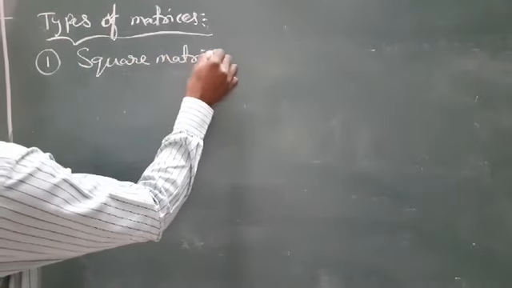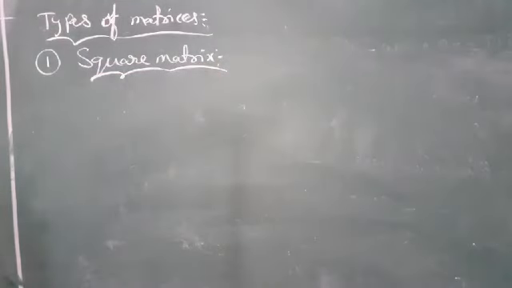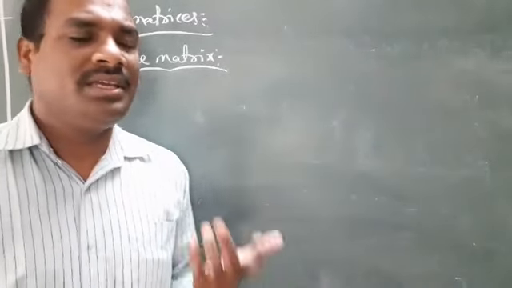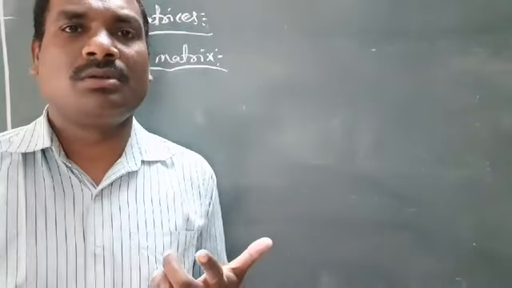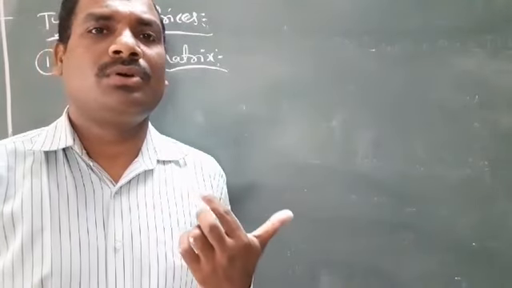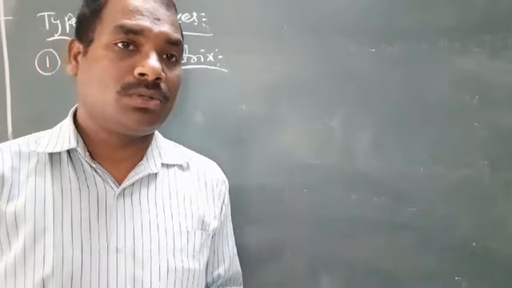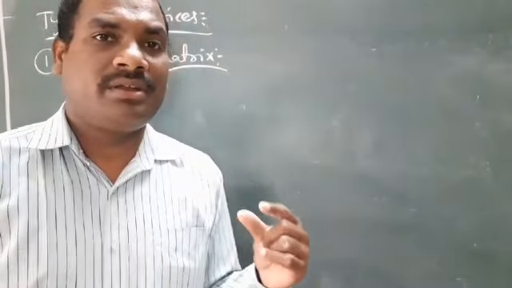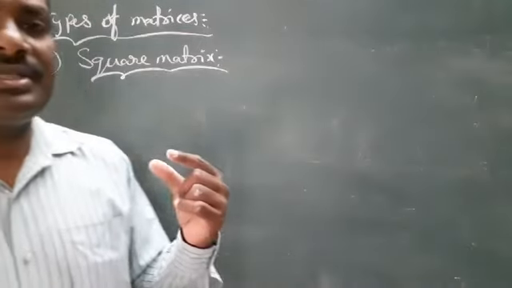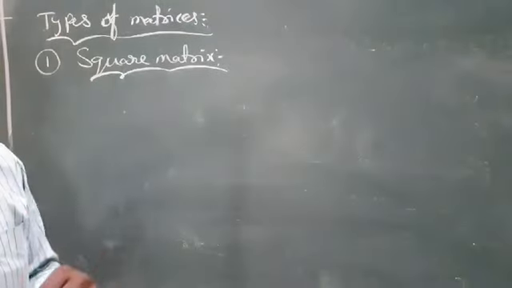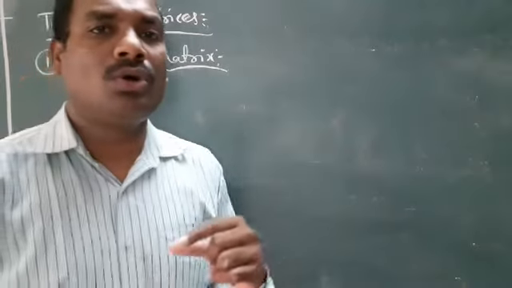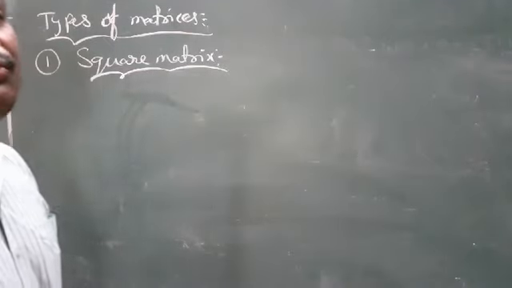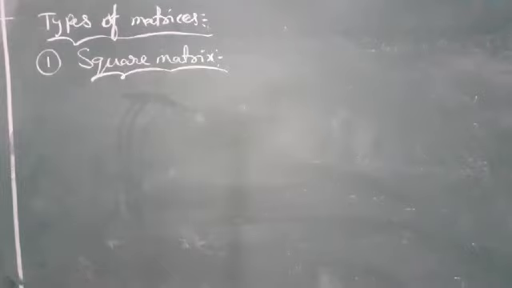Square matrix. What does square mean? All sides are equal, like that. Here the number of rows and the number of columns are equal. A matrix is said to be a square matrix if the number of rows is equal to the number of columns.